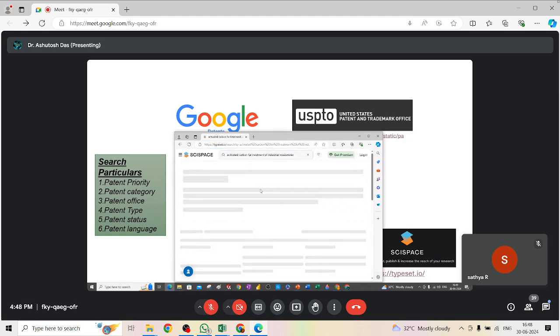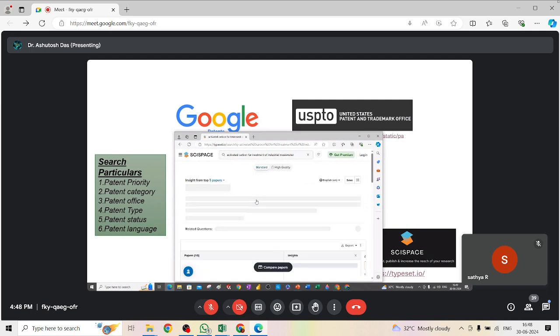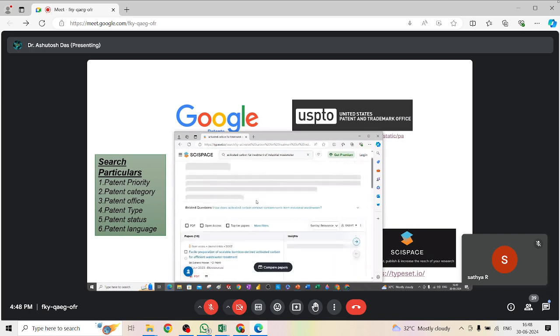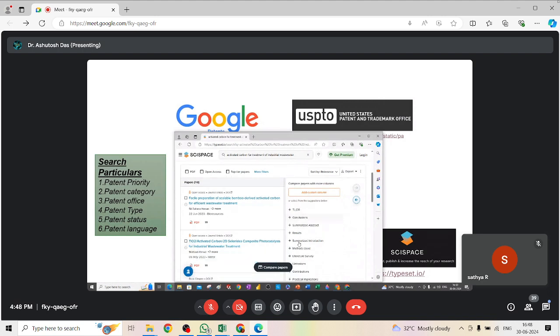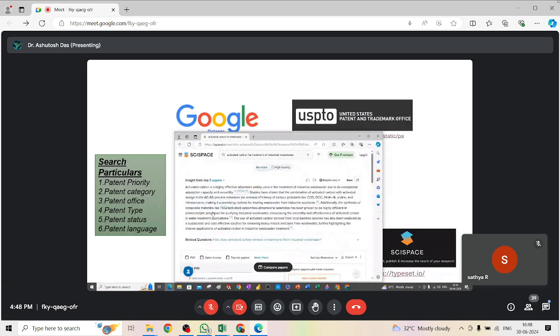This is for non-patent literature. See, it has given so many papers related to that, and it gives a summary of the paper. What is the summary of the paper is also provided, and if I want more information, you can add this component also: what the conclusion is, what the results are, what method they used, what latest survey they did, so many things. In addition, even the first 5 papers also have a paragraph written about them, you see.